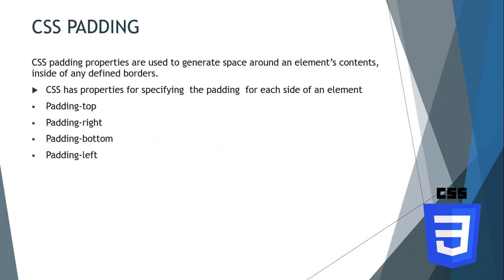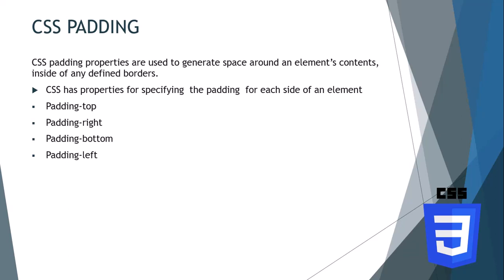What is CSS padding? CSS padding properties are used to create space around an element's content inside of any defined border. So I think with this we can say CSS padding is similar to CSS margin, because CSS padding is a property that is used to generate space around content. The padding properties set the size of the white space between the element content and the element border.